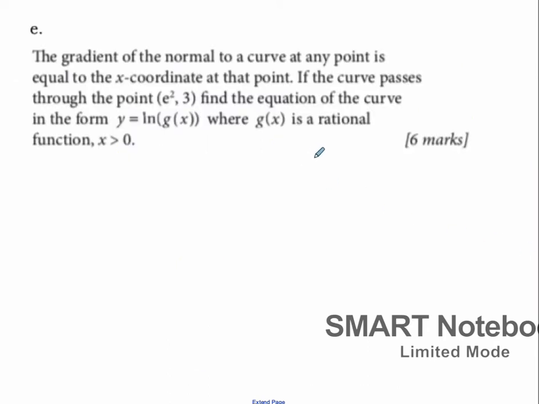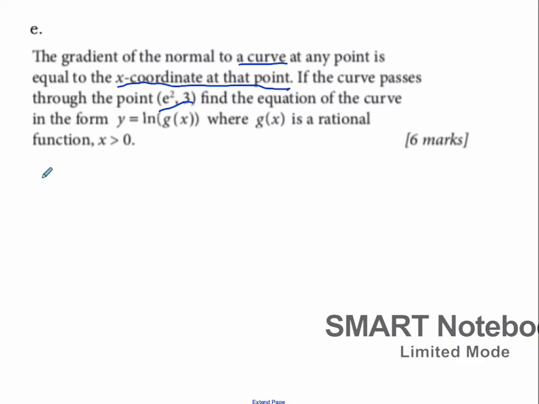Okay, in the next example, the gradient of the normal to a curve at any point is equal to the x-coordinate at that point. So this is one particular curve with a special property. If the curve passes through this point, find the equation in the form. So basically, we integrate and we plug this point in.